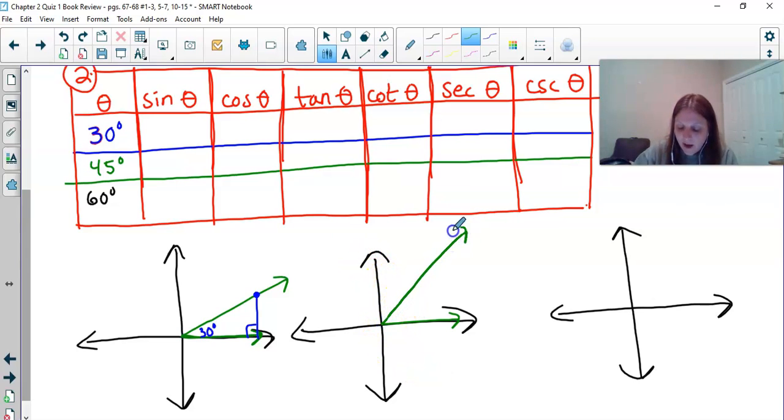45 degrees is half of that quadrant there, so there's my 45 degree angle. Put a point somewhere on the angle and drop a perpendicular. So again, you're looking at a 45-degree angle.